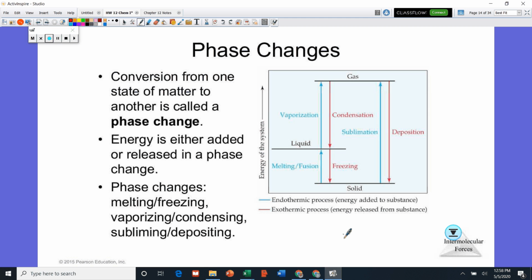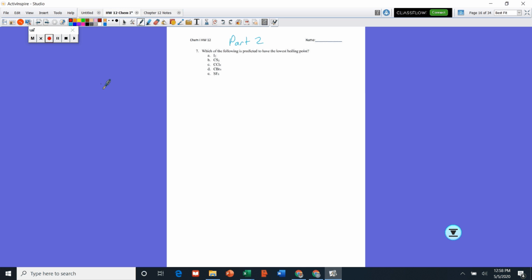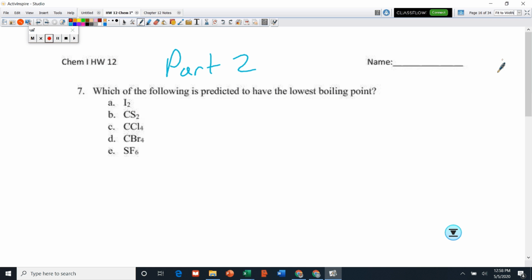So conversion from one state of matter to another is called phase change. Either energy is added or released in a phase change. Phase changes include melting and freezing, vaporizing, condensing, sublimating, and depositing. We'll get to that another day. So let's get back to our problems.